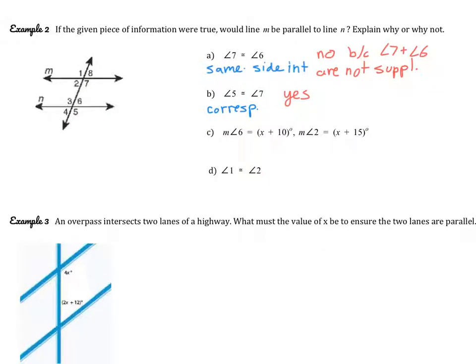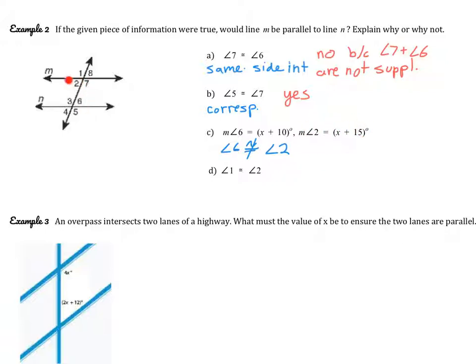All right, let's look at the next one. Here we are told that the measure of angle 6 is x plus 10 degrees, and the measure of angle 2 is x plus 15 degrees. What we can conclude from this statement, since this one is x plus 10 and this one is x plus 15, we can conclude that angle 6 is not congruent to angle 2. Right? They both have an x. This one is 10, this is 15. So this angle is 5 degrees larger.